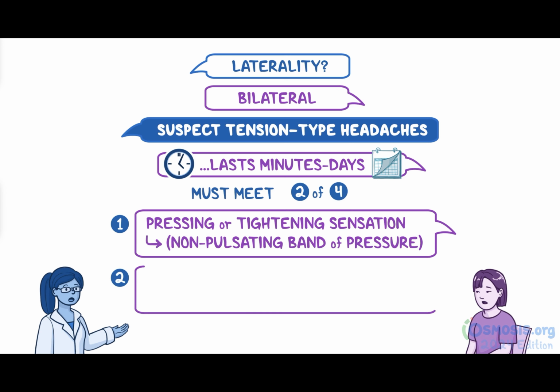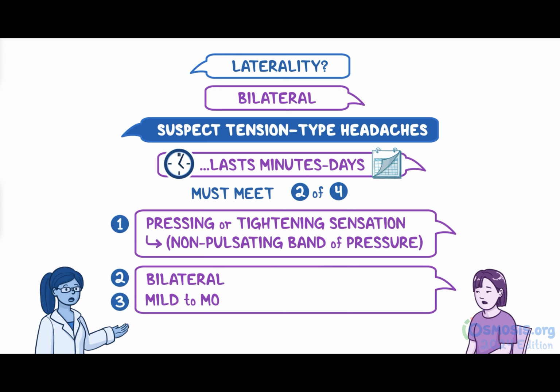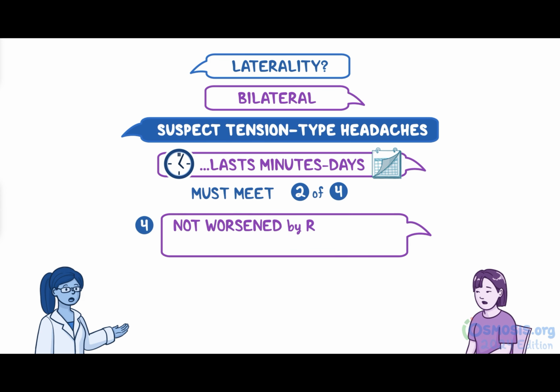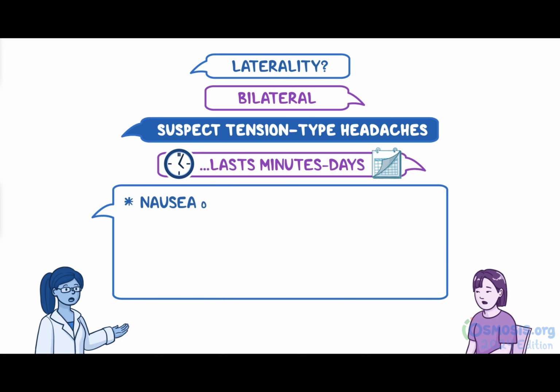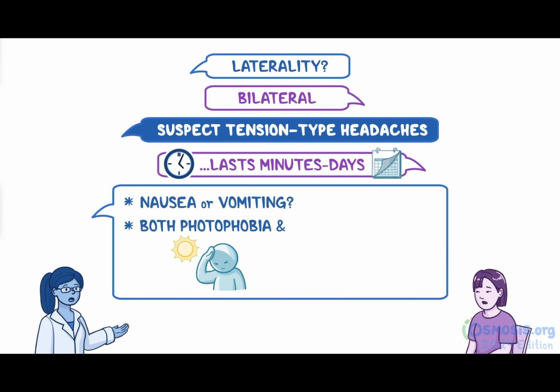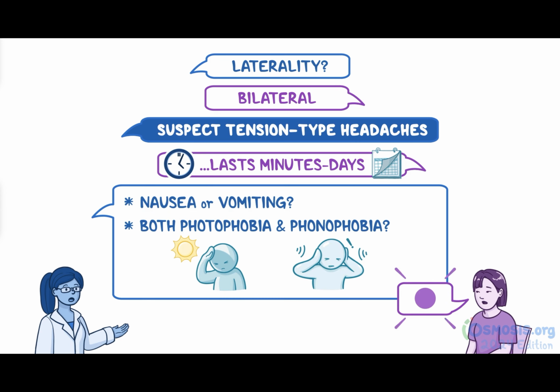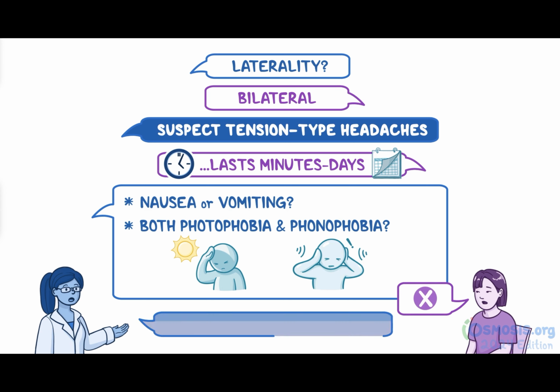Next, headaches should be bilateral and mild to moderate in intensity, but they should not worsen by routine physical activity, such as walking. Finally, tension-type headaches are usually not associated with nausea, vomiting, photophobia, or phonophobia. However, some patients might present with either photophobia or phonophobia, but not both. If your patient meets these criteria, diagnose tension-type headaches.